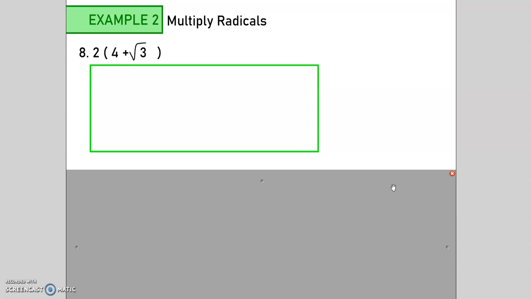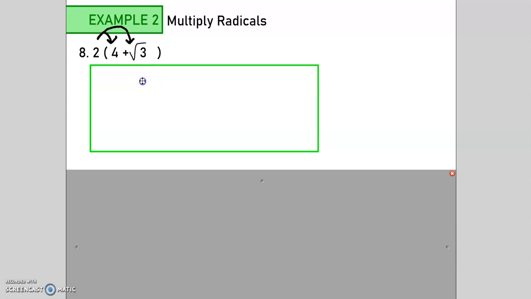Now, this should look familiar. What do we need to do when there's a number on the outside of parentheses, right? Anything that comes to mind, hopefully something like distributing, right? So what we need to do is take this 2 and distribute it to the 4 and also distribute it to the square root of 3, right? Common thing when we need to distribute. So distributing is the operation of multiplication.